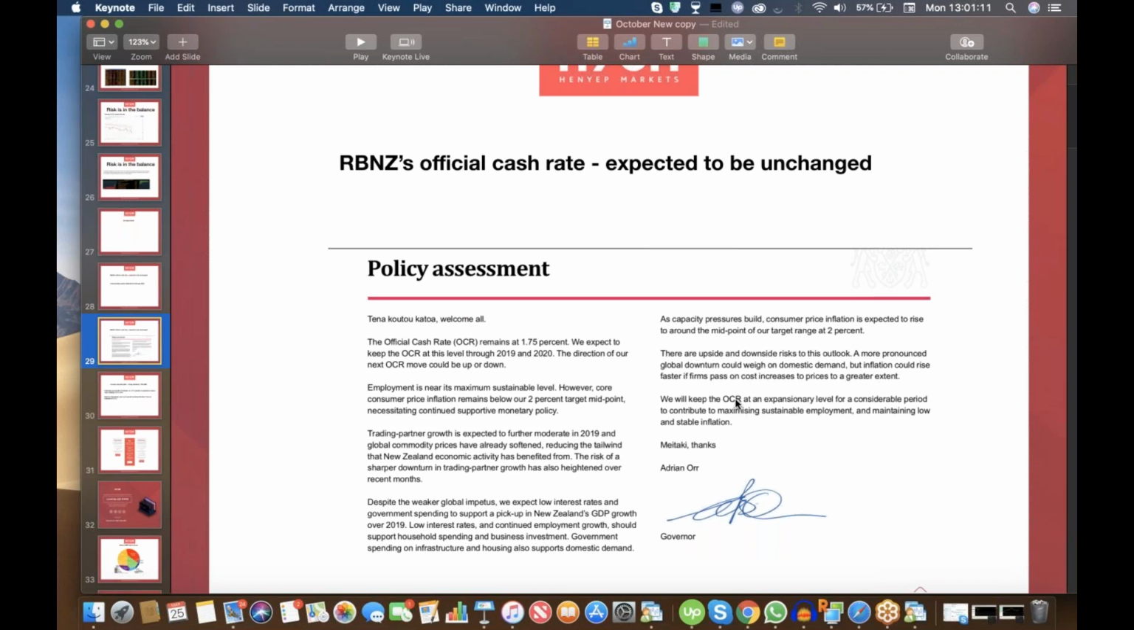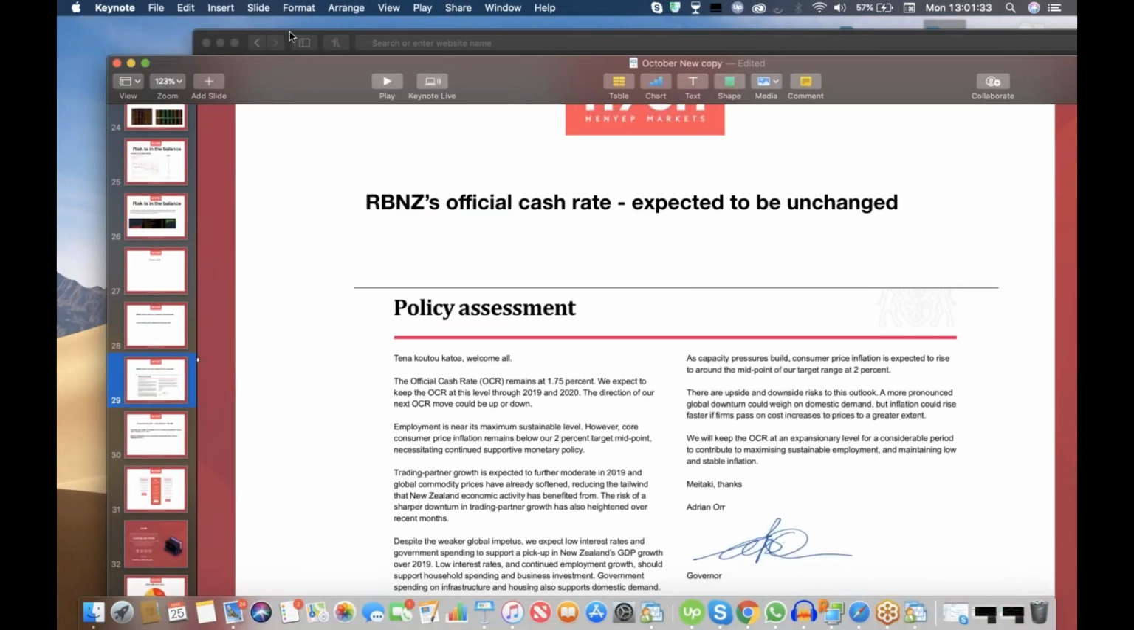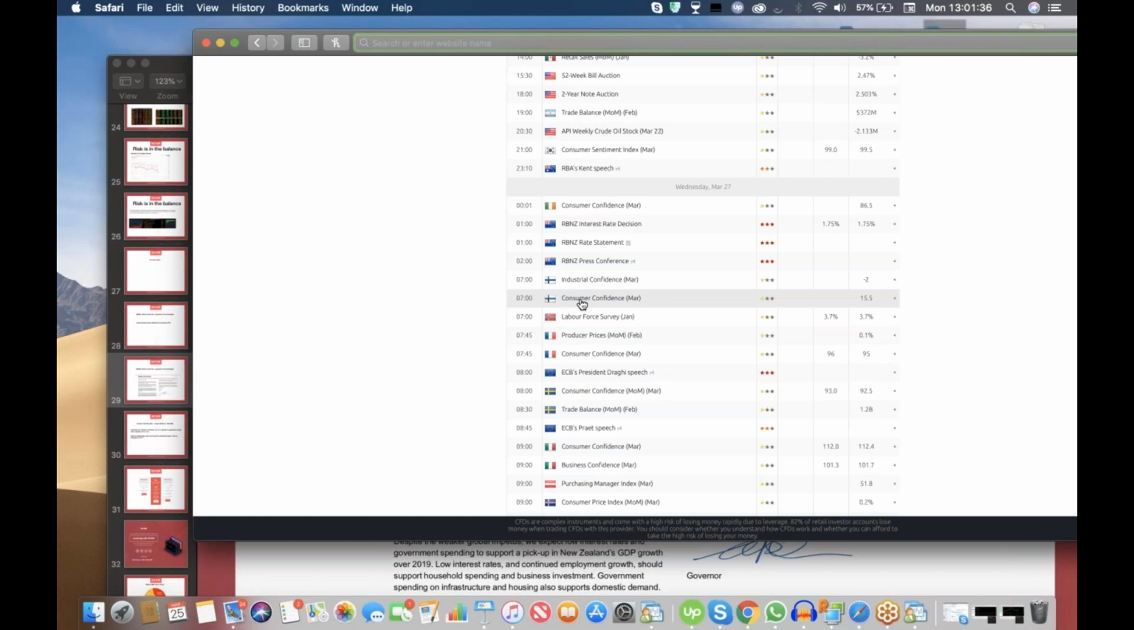We will keep the official cash rate at an expansionary level for a considerable period to contribute to maximizing sustainable employment and maintaining low and stable inflation. So this is the phrase: expansionary level for a considerable period to contribute to maximizing sustainable employment. Look for any adjustment in this policy assessment. If they indicate that they're going to be cutting interest rates, the New Zealand dollar will sell off. If they're indicating they're going to be raising interest rates, the New Zealand dollar will appreciate. So just be aware that's what you're looking for.